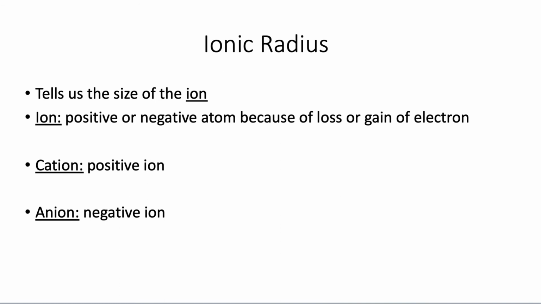Now, ionic radius tells us the size of the ion. And we know an ion is a positive or negative atom because of a loss or gain of an electron. Positive ions are called cations. Negative ions are called anions.